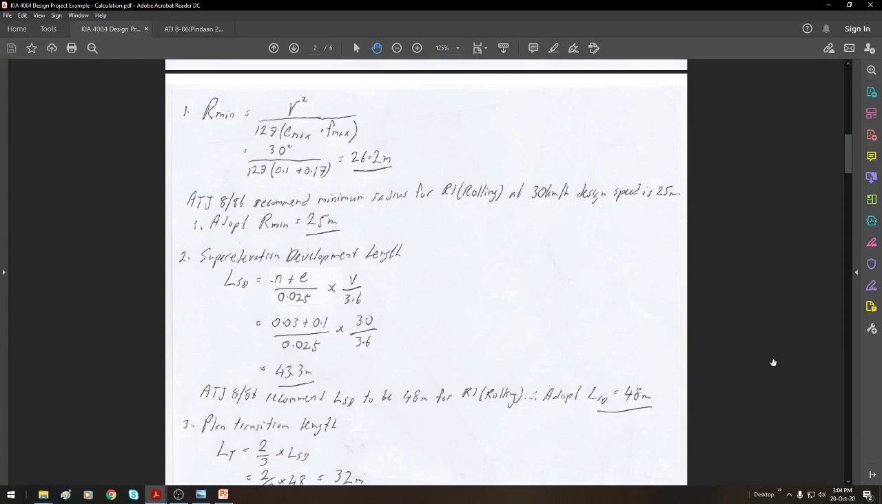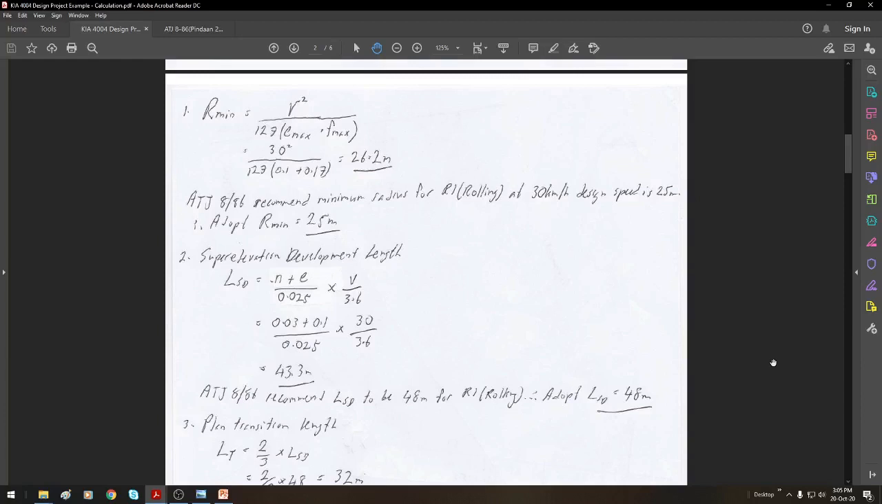For the minimum radius, the variables are the design speed V, which in our case is 30 kilometers per hour, and E max, the maximum super elevation, which is set at 0.1, which is 10%. And then you have F max, the maximum side friction of the tires. You put the values into the formula, and you get a minimum radius of 26.2 meters.